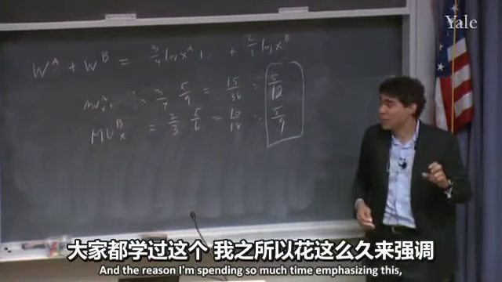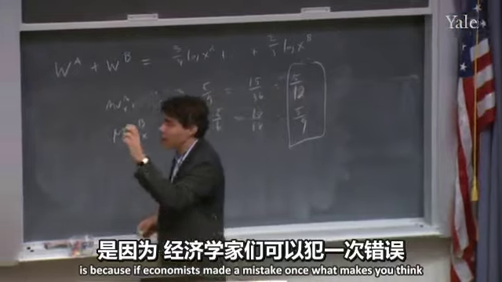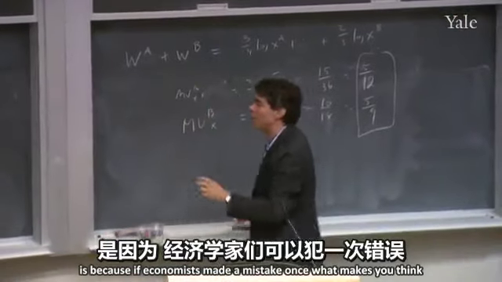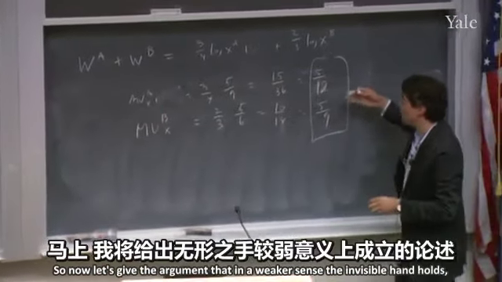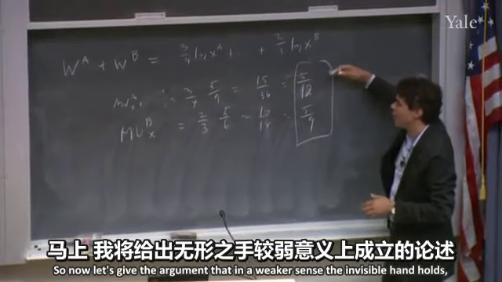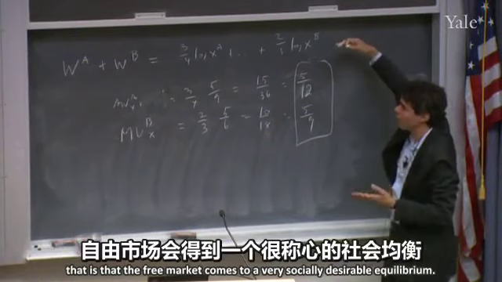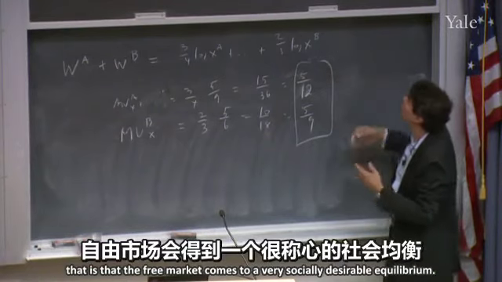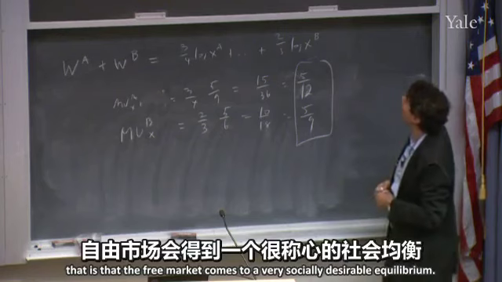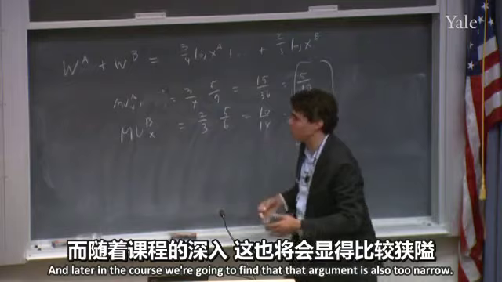And the reason I'm spending so much time emphasizing this, even though you've seen this before, is because if economists made a mistake once, what makes you think they haven't made another mistake? So now let's give the argument that, in a weaker sense, the invisible hand holds, that is, that the free market comes to a very socially desirable equilibrium. And later in the course, we're going to find that that argument is also too narrow.